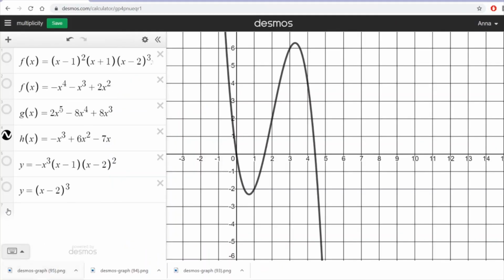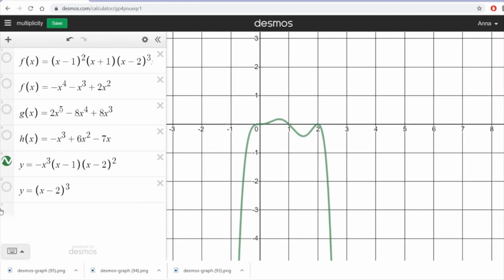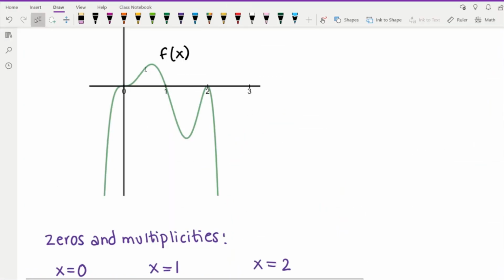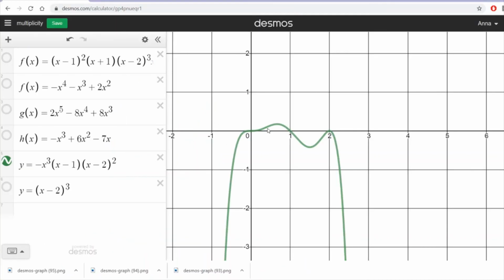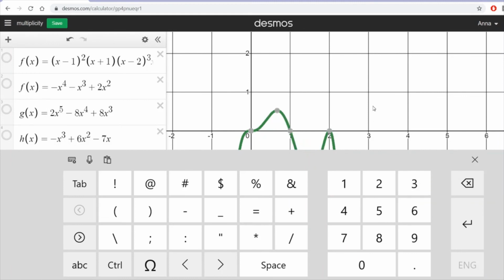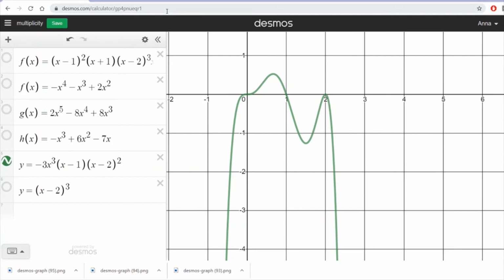So here I just wrote it without the 3. This is just negative x cubed times x minus 1 times x minus 2 squared. Notice it has all the same zeros, multiplicities and end behavior as we saw in this example, but it just is a little flatter. To get it to look like the one that we had, if we just take this and multiply it by 3, now it actually looks like the one that we had. But again, if this was on a test or a quiz, I wouldn't be looking for that. I just wanted to, full disclosure, tell you what the actual formula was.